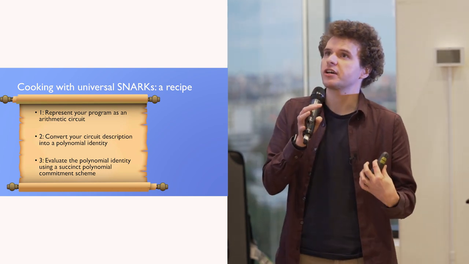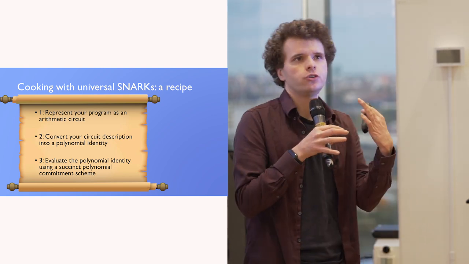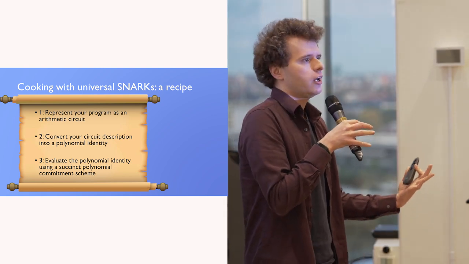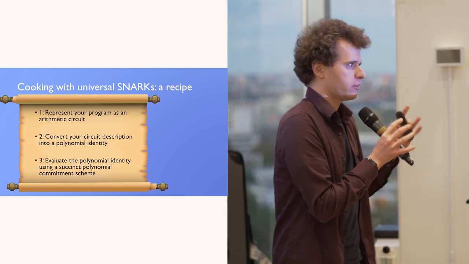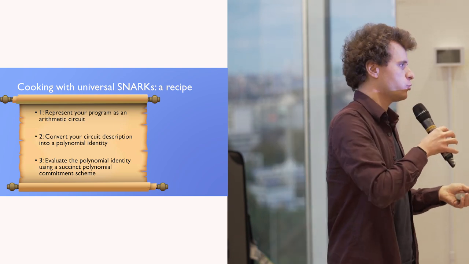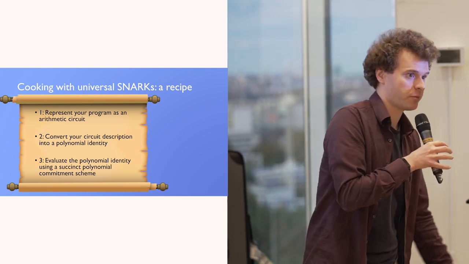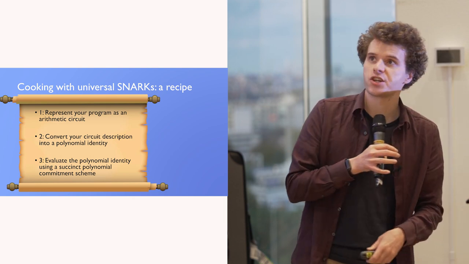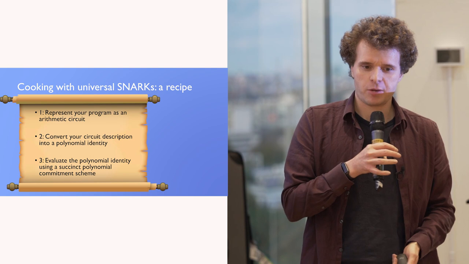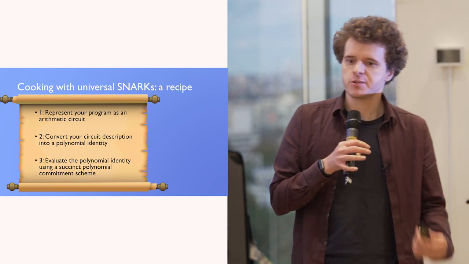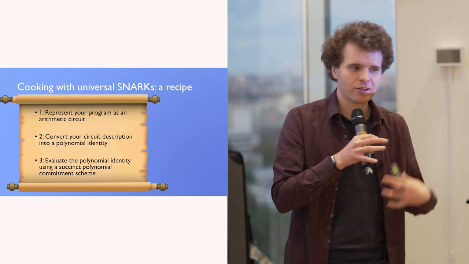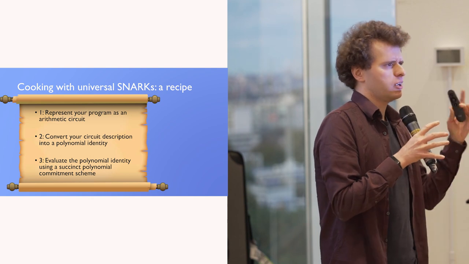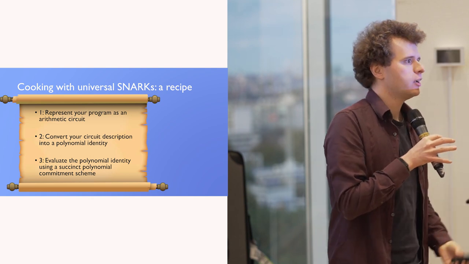If you want to make a universal SNARK, you want a proof of knowledge over not some weird mathematical proof relation, but probably a program, right? You want to run some kind of computer program and prove to people you've run it correctly, ideally obscuring some inputs. So you need a way of representing your program as an arithmetic circuit, because fundamentally what we're going to be doing is creating an algebraic expression that approximates your program.